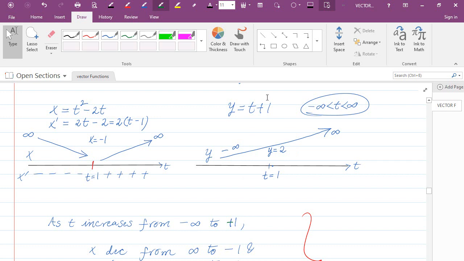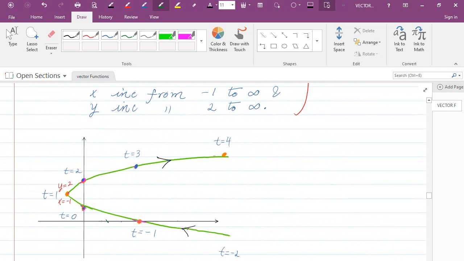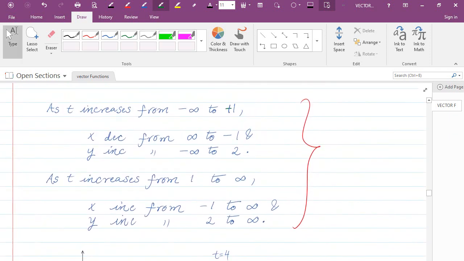On the other hand, when we have y equal to t plus 1, I don't even have to analyze anything. I can see that as t progresses from negative infinity to 1 and 1 to infinity, y is always increasing. So y is increasing from negative infinity to infinity. So putting this together, what we see is this statement that I'm writing here, that is the orientation of the curve, because this is describing how the curve is traced, and also it is telling us whether the curve is the entire parabola.